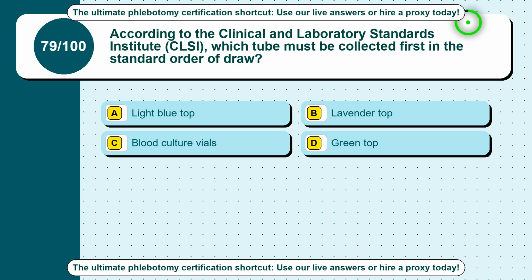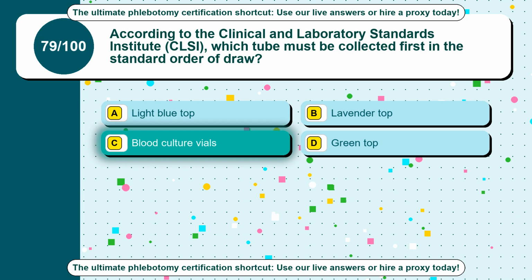Question 79. According to the Clinical and Laboratory Standards Institute, CLSI, which tube must be collected first in the standard order of draw? Option A, light blue top. Option B, lavender top. Option C, blood culture vials. Option D, green top. The correct answer is option C, blood culture vials.